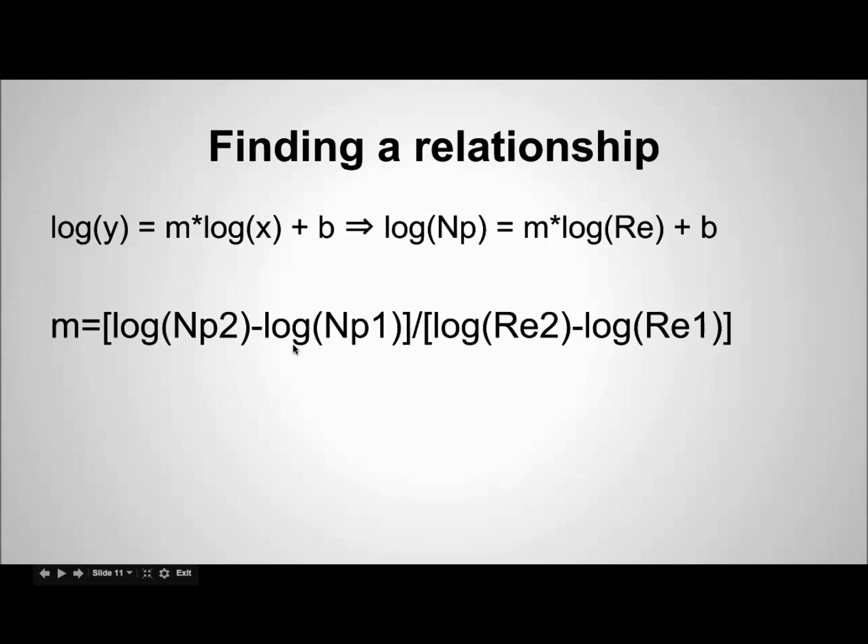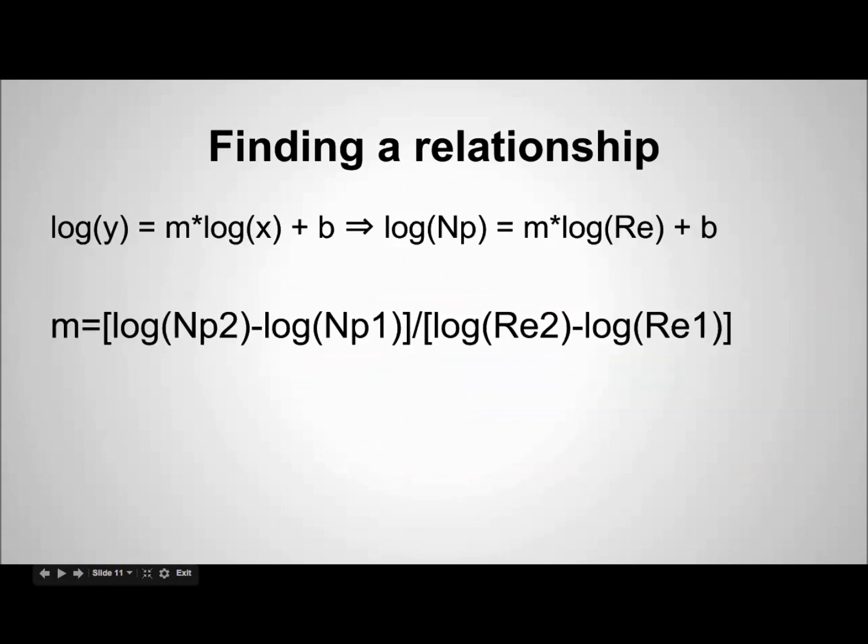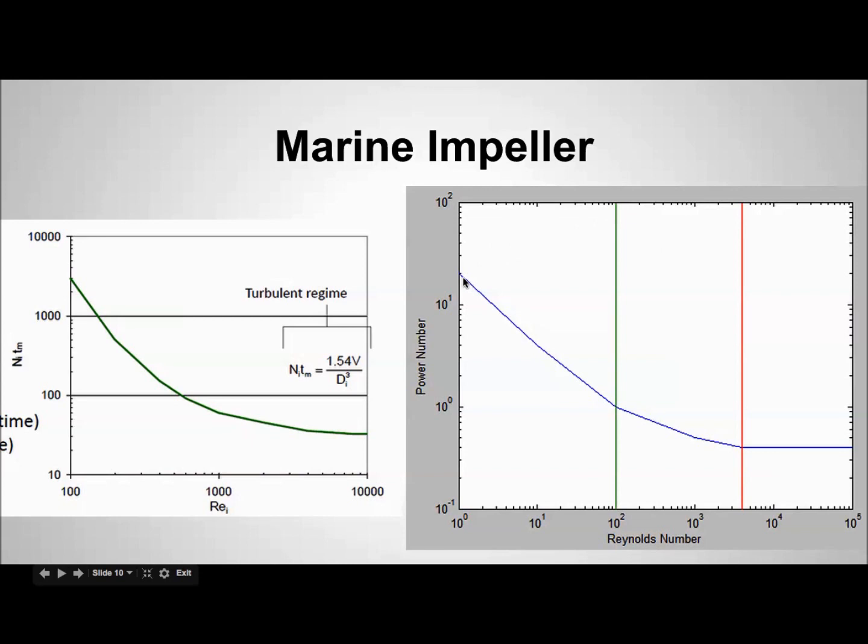Those known points were approximated graphically through this left-hand figure right here. And then those points were plugged in, the slope was found, and then from there, the y-intercept was found for that specific line. So as you can see here, there's a little break right here. So this represents a line. Then there's two different lines within the transition region, and then one horizontal line within the turbulent flow region.